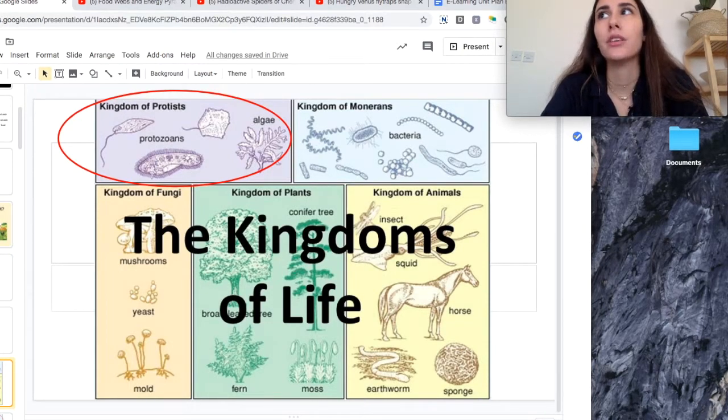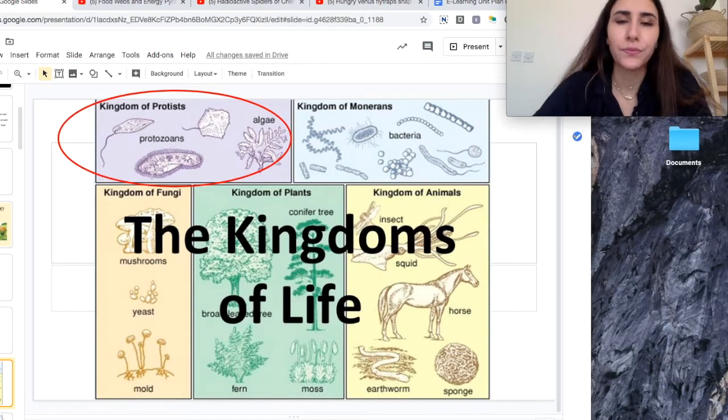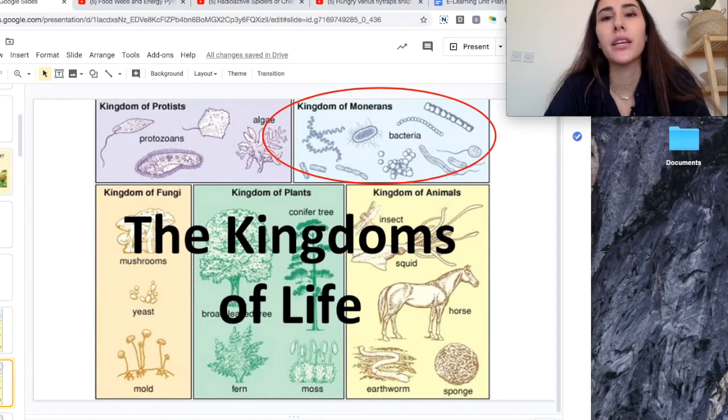And these are essentially microscopic organisms that usually live in aquatic environments. And we already mentioned this before when we were talking about pathogens. Some protists are pathogenic, so they do cause disease. But for the most part, they're usually harmless. The second kingdom is the kingdom of the monerans.